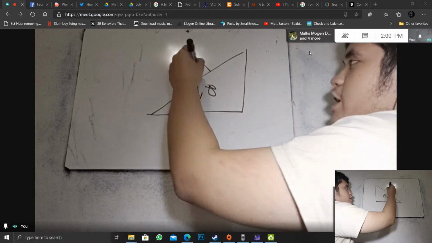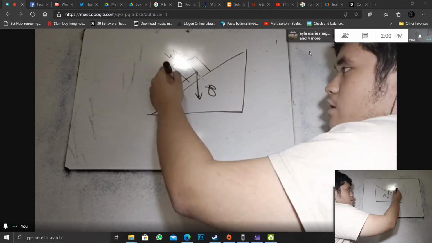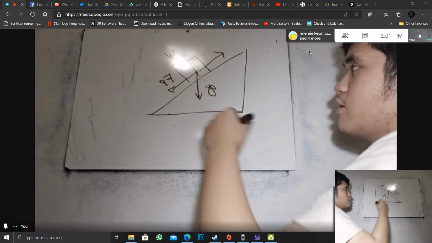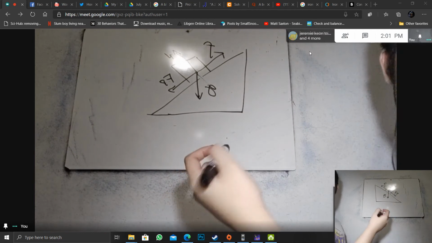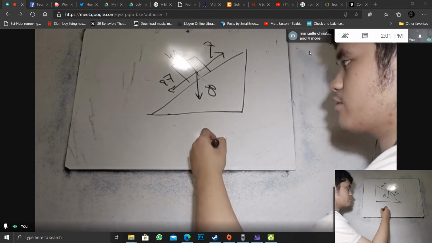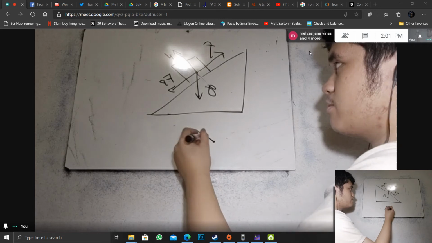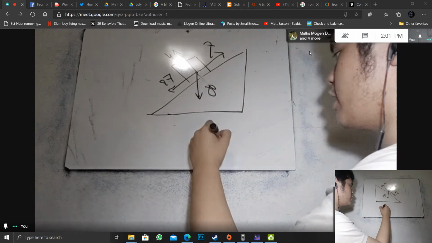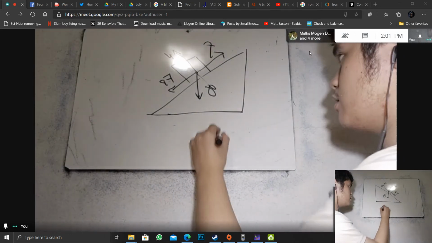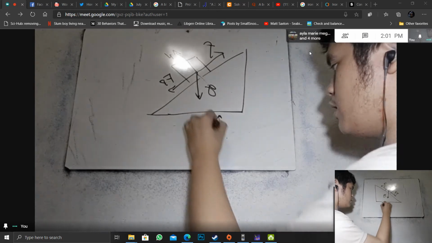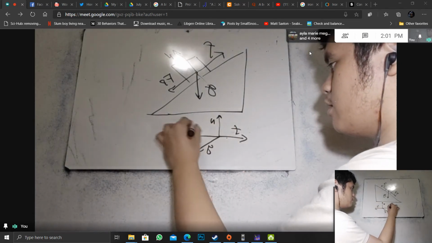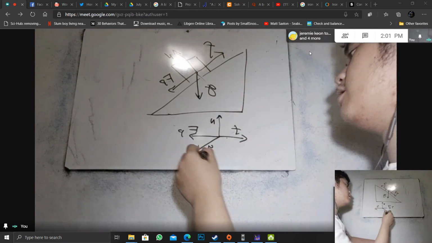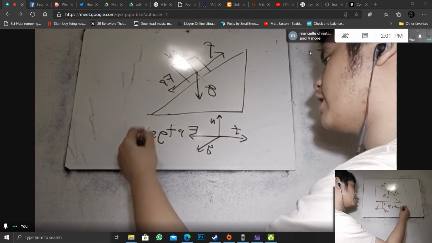N, normal force. Pushing. Tapos, friction, no? Kaya lang, let's draw a better one. Actually, di ba, ang free body diagram nito, ganito. Di ba, ganyan? G, N, F, P. Okay. Let's look at the x component, no? Let's look at the x component. Plus G sine theta. Yun.